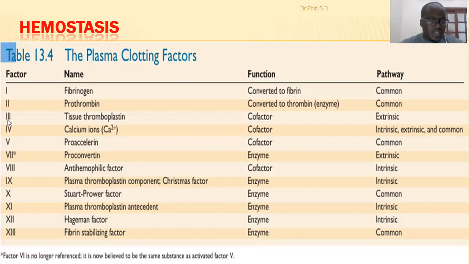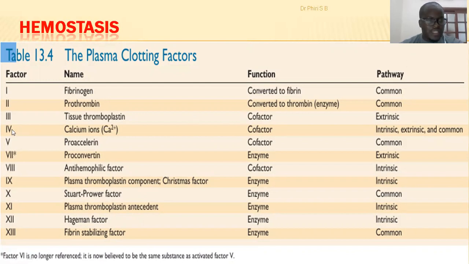Then you have factor two, which is called prothrombin factor, that can be converted into thrombin, which is an enzyme. It's involved in the common pathway. Then factor three, the tissue thromboplastin. This tissue thromboplastin is also released by the damaged endothelial cells, so it's coming from the tissues. That's why it's called the tissue thromboplastin, and it's a cofactor that is involved in the extrinsic pathway. So this is the main factor that is involved in activation of the extrinsic pathway. So it's a cofactor. We'll see later on how it is involved.